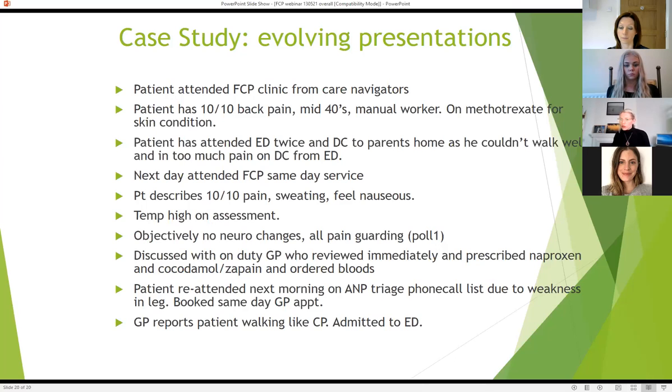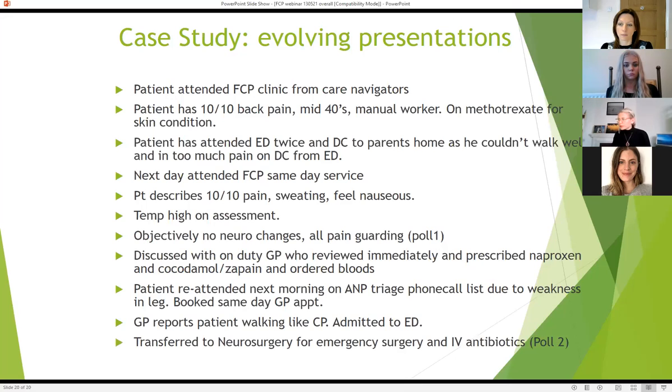He had a neurological gait. He was dragging his leg. He couldn't walk very well at all. And what's significant about that is he did not look like that when I saw him the day before. He was sweating, he was pain guarding, he had a high temperature, but his walking, despite the fact he was in a lot of pain, was okay. So she admitted him to A&E that day. He was then transferred to neurosurgery for emergency surgery and IV antibiotics.